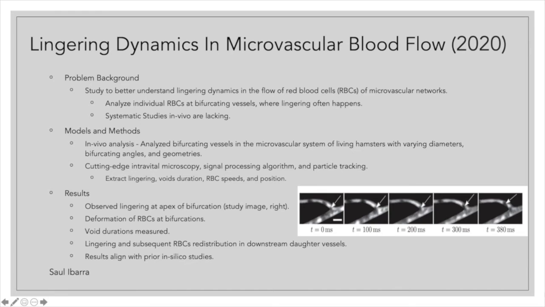I'm Saul Ibarra, and I will be going over the following 4 articles, starting with lingering dynamics and microvascular blood flow. The study was conducted to better understand the lingering dynamics of red blood cells in microvascular networks. In vivo analysis was employed, where researchers analyzed the microvascular system of living hamsters using varying diameters and bifurcating angles. The data showed lingering at apex of bifurcating angles, deformations of RBCs at bifurcations, void durations were measured, and the results aligned with prior in silico studies.